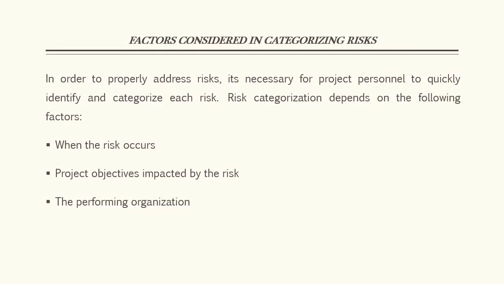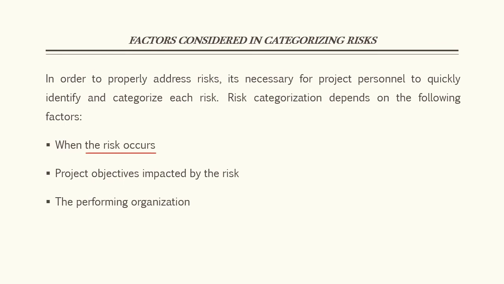Factors we normally consider in categorizing risk. Yes, we have 3 major factors that we normally consider. One of the factors is when the risk occurs. We want to know the timing of the risk, whether this risk will occur at the start of the project or at the middle of the project or at the end of the project. That one is very much important.